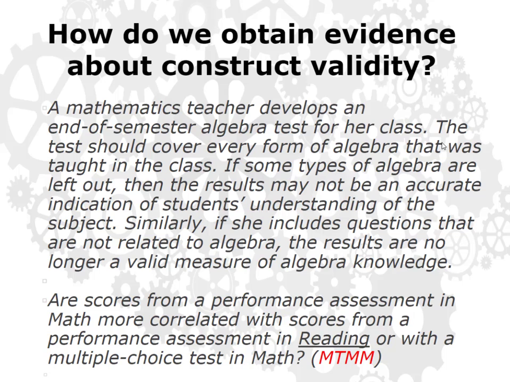In terms of looking for convergent and divergent validity, a math test should be more highly correlated, right? Looking at the correlation coefficient, it should be more highly correlated with scores from another math test than with scores from a reading test. Okay, there should be a greater correlation between two math tests than a math and a reading test, which seems perfectly logical, but so many things are.